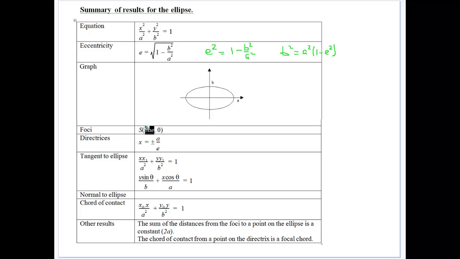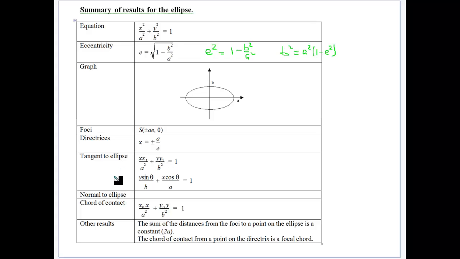And the foci would swap around as well. So this is when the major axis is on the x-axis. But if it's on the y-axis, it's plus or minus b e. And the directrices, if the major axis is on the x-axis, are x equals plus or minus a on e; if it's on the y-axis, plus or minus b on e. So tangents to ellipse, there's our equations. You need to be able to find the equations, and we haven't written the normal to the ellipse down, but you should be able to find the tangents and normals to the ellipse.